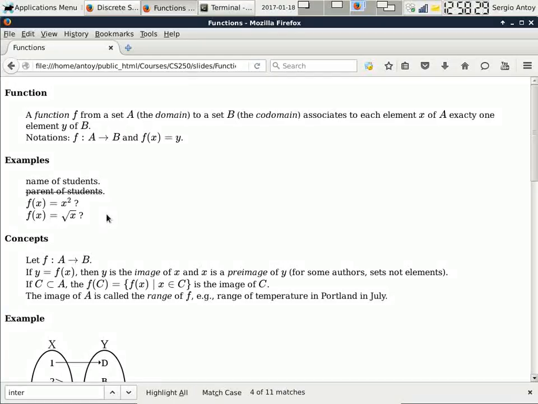So here, I don't have a good answer to that question mark. The good answer is: it depends. It depends on what the domain is, what the codomain is, and then maybe we have a function, maybe we don't.